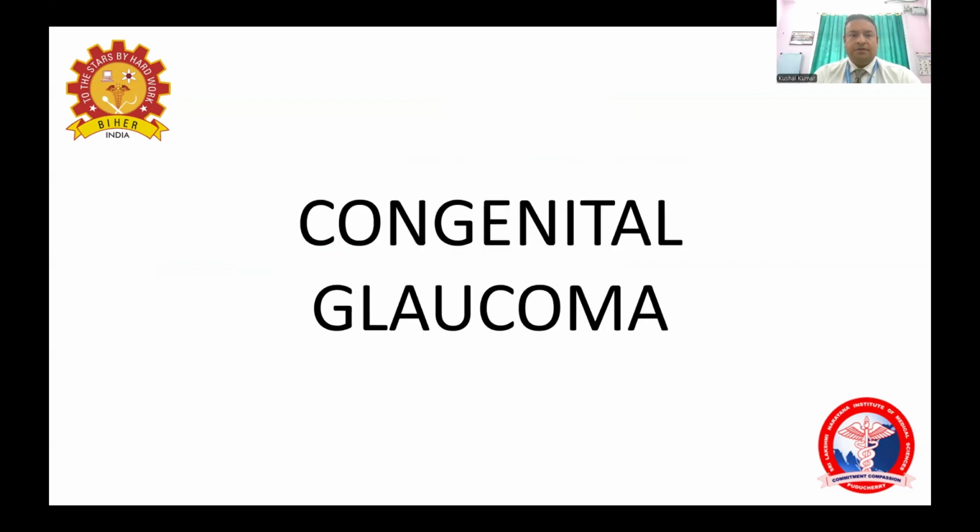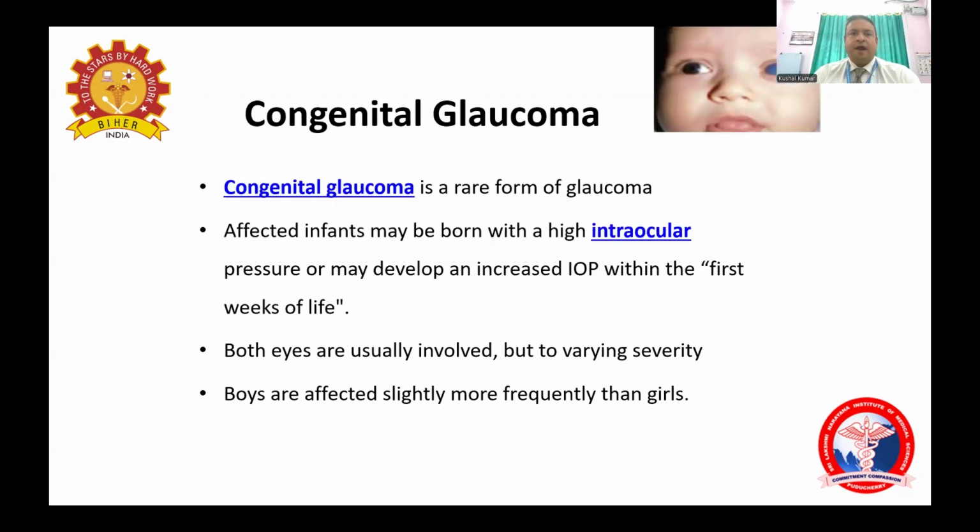Let us start with congenital glaucoma. Congenital glaucoma is a rare form of glaucoma, and the affected infants may be born with high intraocular pressure or may develop an increased intraocular pressure within the first week of life, first few weeks of life. Both the eyes are usually involved, but to varying severity. And we found out that male children are affected slightly more frequently than females.